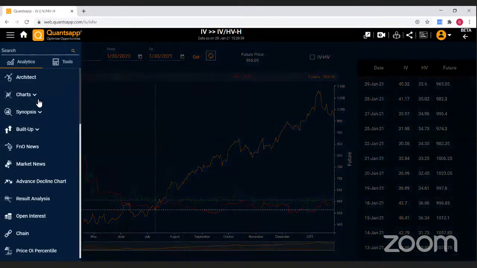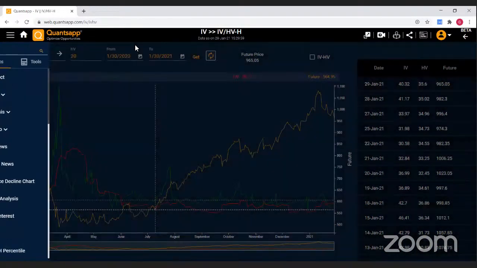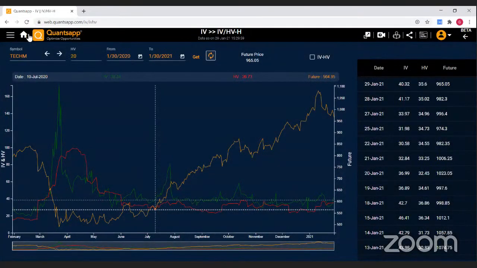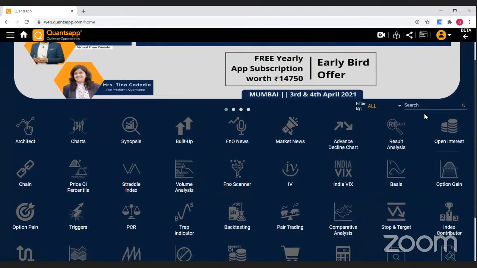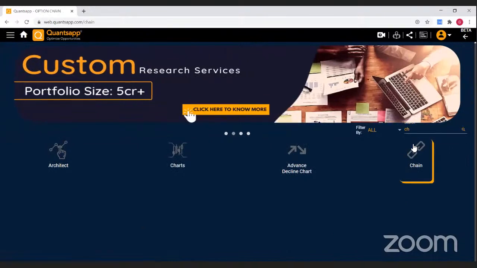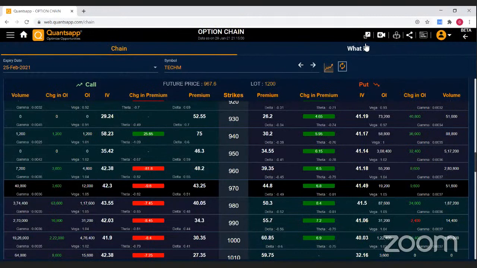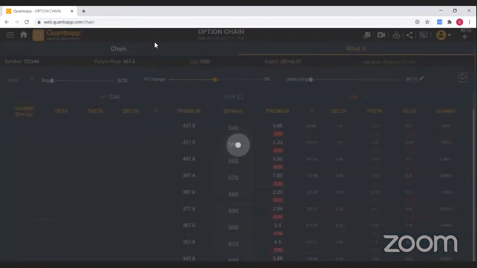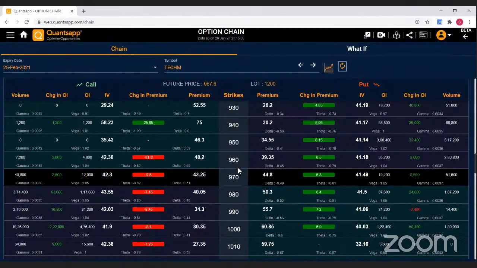So now the next tool we are moving to is the chain what if. So we'll go to the home page, go to chain, and search. So this is the chain. This is Tech Mahindra we are taking. This is the normal option chain. I hope we all know about it.